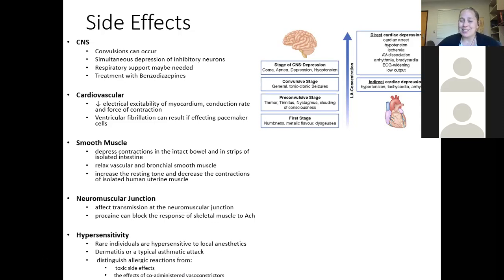I'm a few slides in, so I'm just going to pause really quick and see if there are any questions about what we've covered so far about the chemistry, the pH, the vasoconstrictors, or the side effects.